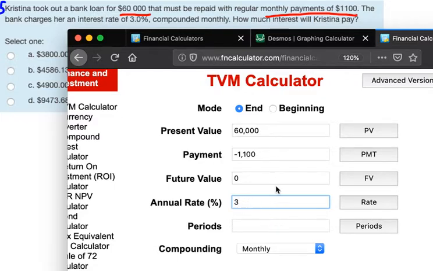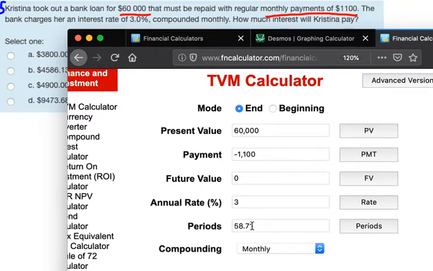and it's compounded monthly, we can use the basic calculator. We don't have to use the advanced one. We'd have to use the advanced calculator if the compounding periods are different than the payments. So because they're both monthly, we can use the basic one. You can see all we have to find out now is how many periods there were. So we figure that out, and it's 58.71.